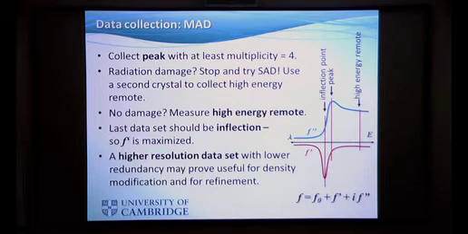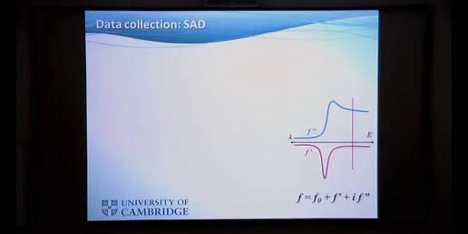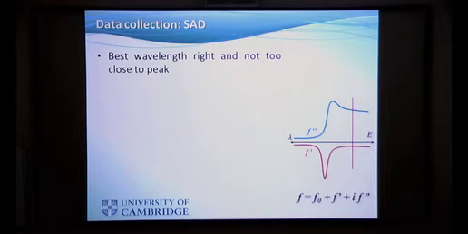Then you can perhaps, if your crystal is still alive, collect a higher resolution data set with a lower redundancy for density modification, because for density modification you need good resolution, and for refinement, where you also want to have resolution, like in the LS phase data set. For SAD, the best wavelength is right and not too close to the peak. Why not too close to the peak? Of course, the anomalous signal would be very high there, but radiation damage would be as well.